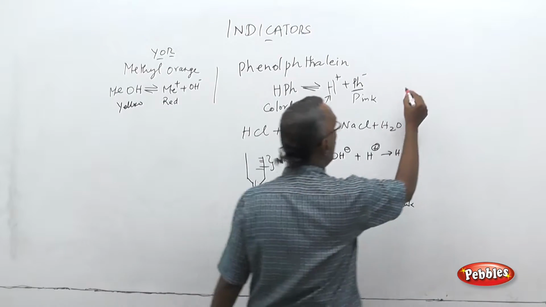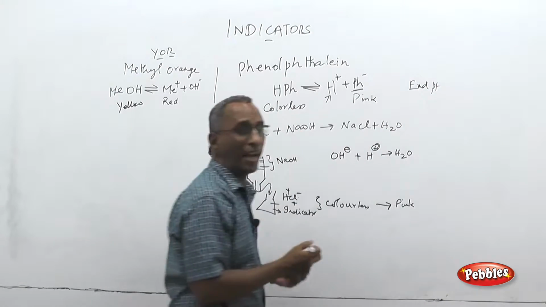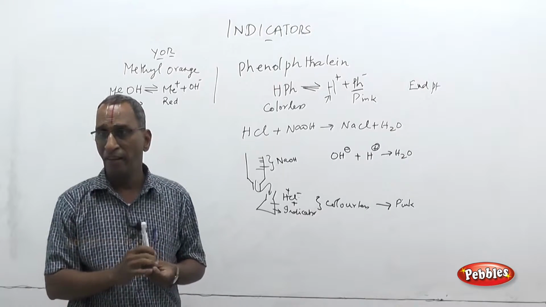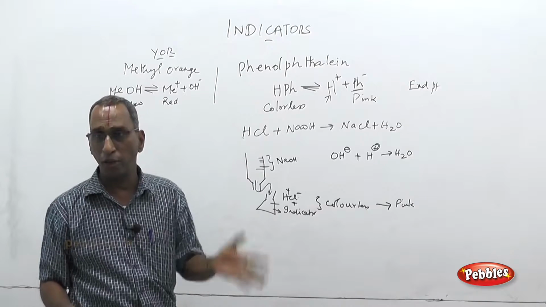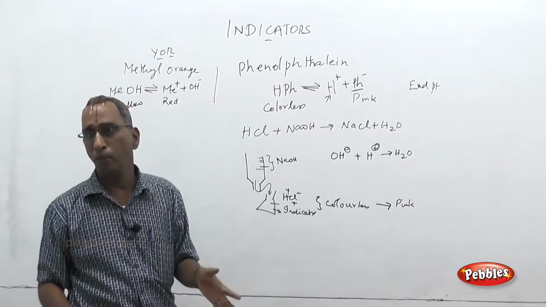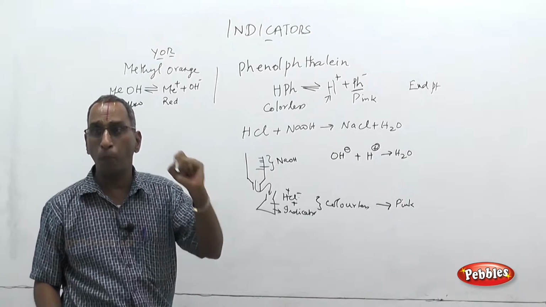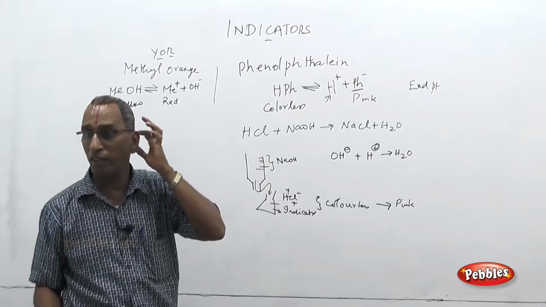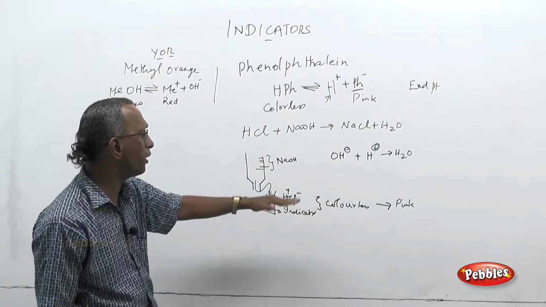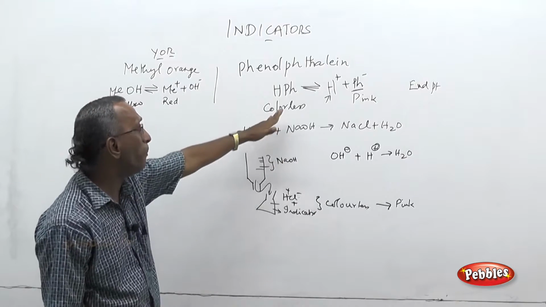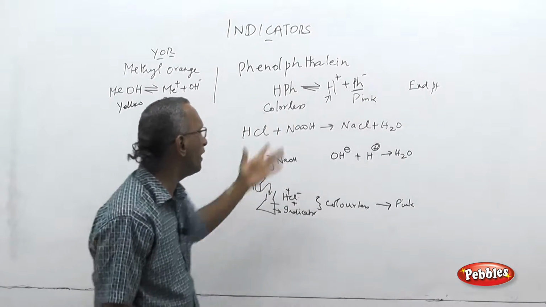In these cases, we use a term, and you are aware of the term. What is meant by end point? End point is the instant at which there is a color change, colorless to pink, yellow to red, whatever be the case, from one color to another color. The point at which the color of the system changes is called the end point. Each indicator possesses some end point. The end point of phenolphthalein is a change in color from colorless to pink or pink to colorless.